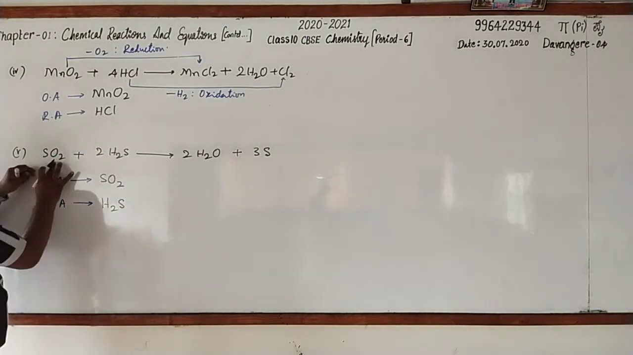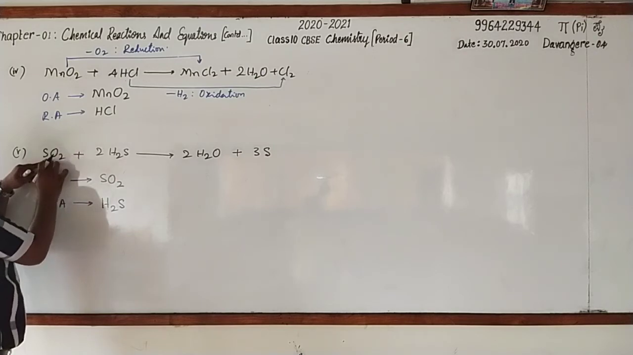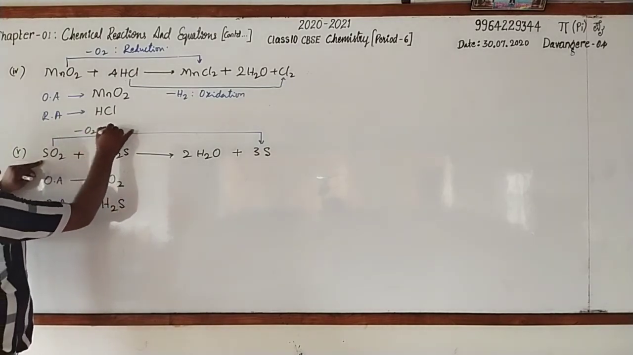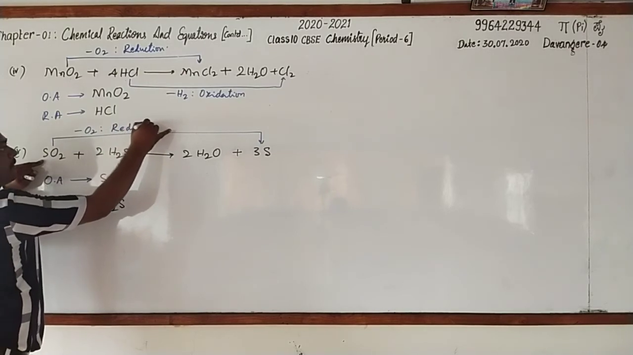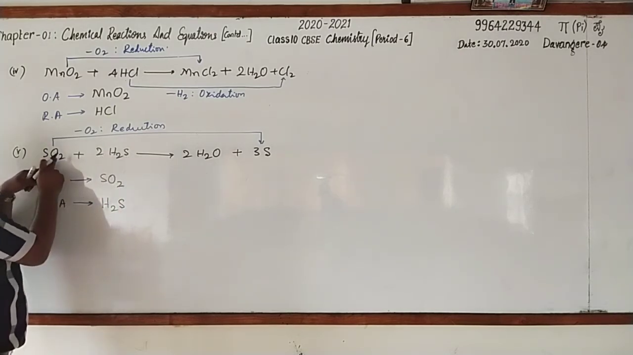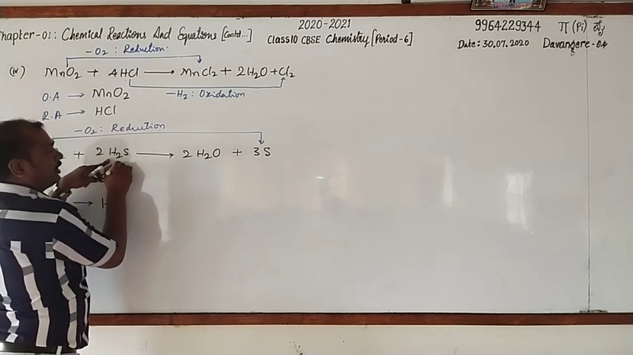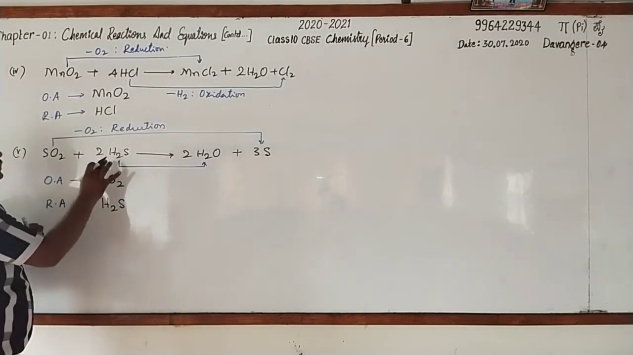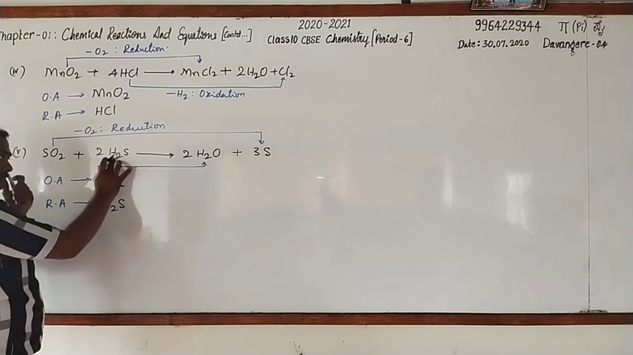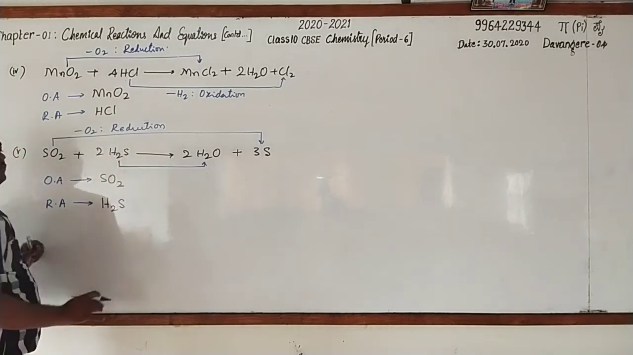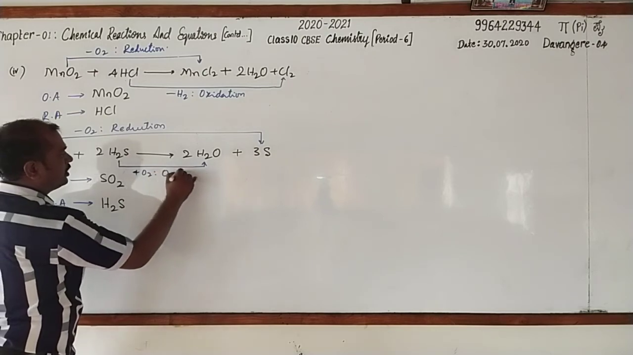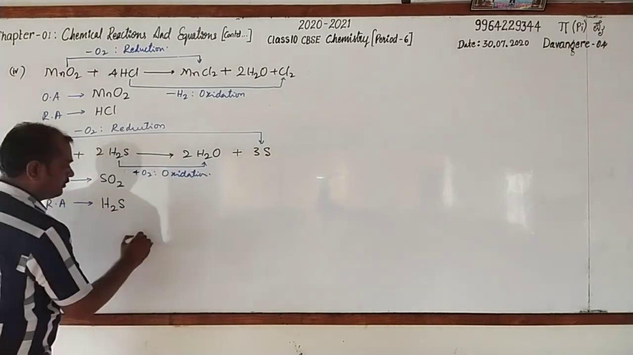It's the same way here. Sulfur dioxide. Here oxygen is removed from sulfur dioxide. It gets reduced to sulfur. Right? So this removal of oxygen is reduction. Clear? Then in hydrogen sulfide, whatever oxygen is removed is added to hydrogen to form water. Clear? So this is an example of oxidation, that is addition of oxygen. Addition of oxygen is oxidation. Hope that you have understood.